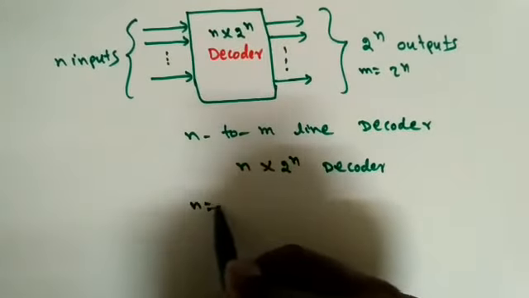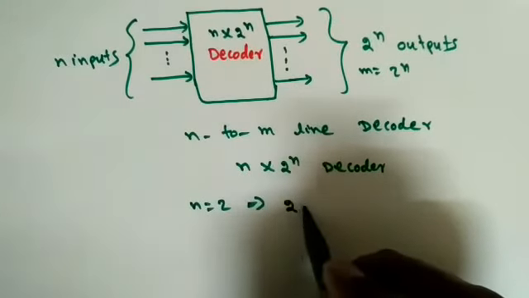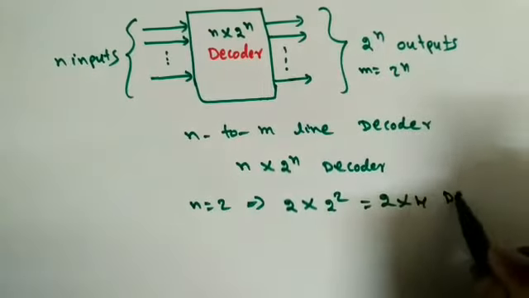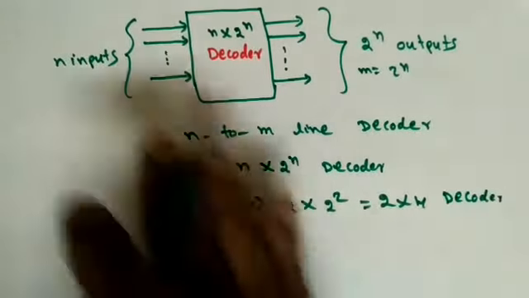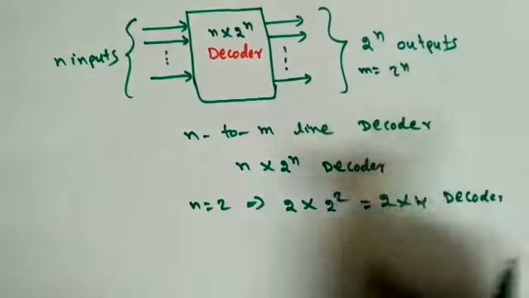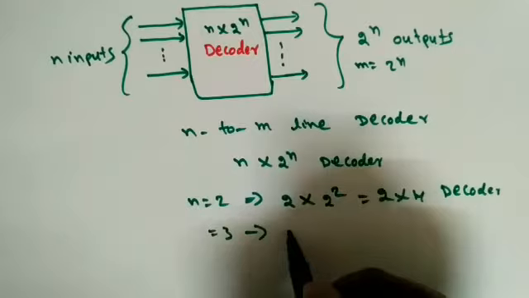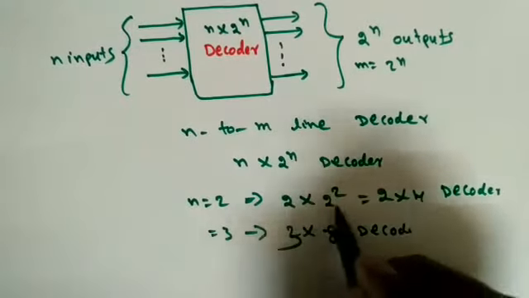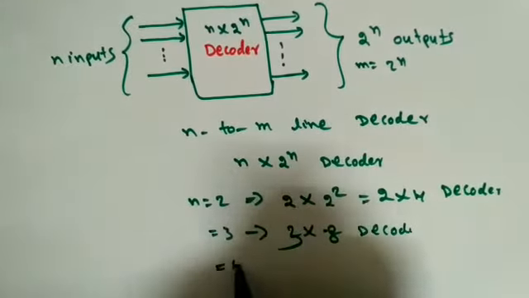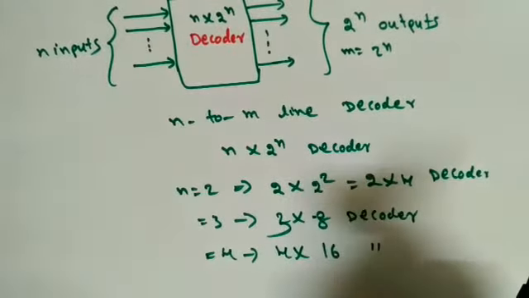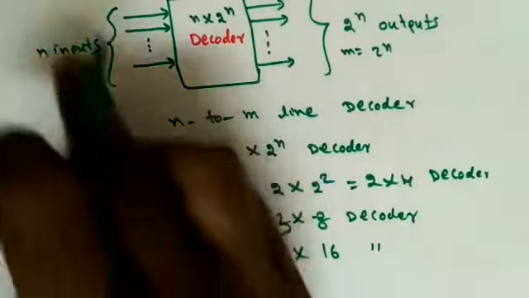Now if n is equal to 2, it becomes 2 by 2 square, that means a 2 by 4 decoder. That means 2 inputs as a binary code, converted into 4 output lines. Similarly, if n is equal to 3, it becomes 3 by 2 cube, so a 3 by 8 decoder. n is equal to 4 means a 4 by 16 decoder, etc. So these are the different sizes depending on n, the number of input data lines.